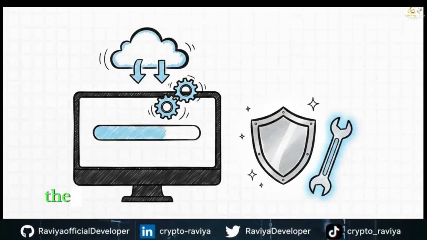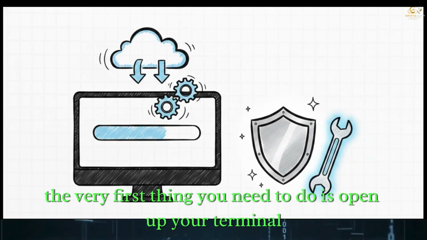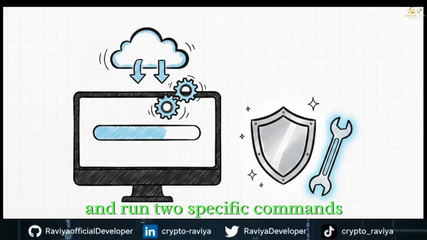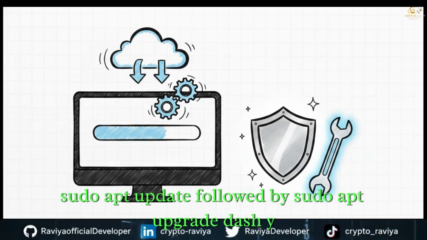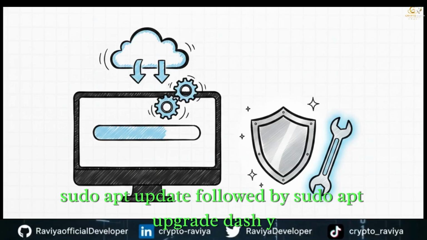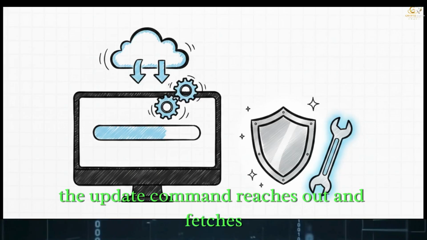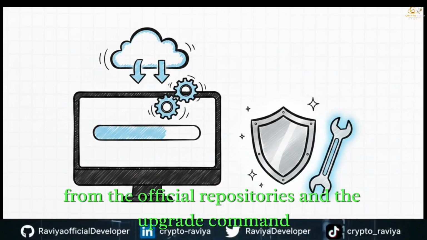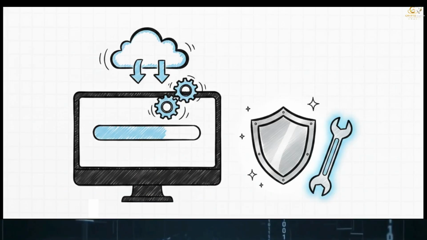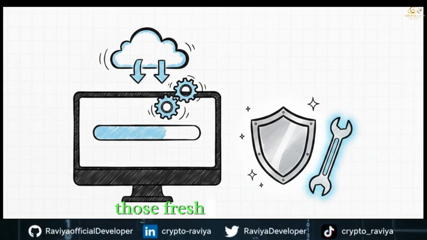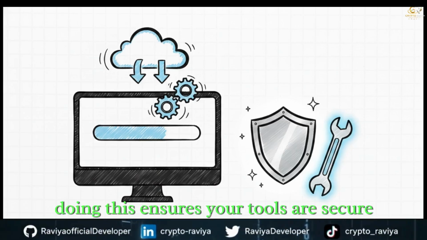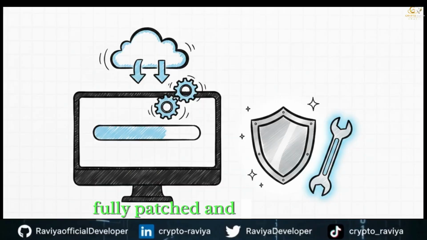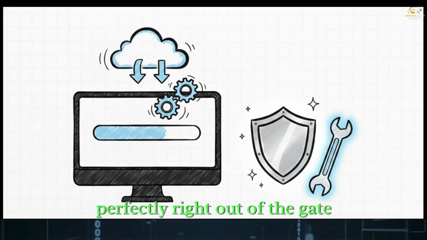Once you log in, the very first thing you need to do is open up your terminal and run 2 specific commands. sudo apt update, followed by sudo apt upgrade -y. The update command reaches out and fetches the absolute latest package lists from the official repositories, and the upgrade command actually downloads and installs those fresh new versions. Doing this ensures your tools are secure, fully patched, and functioning perfectly right out of the gate.